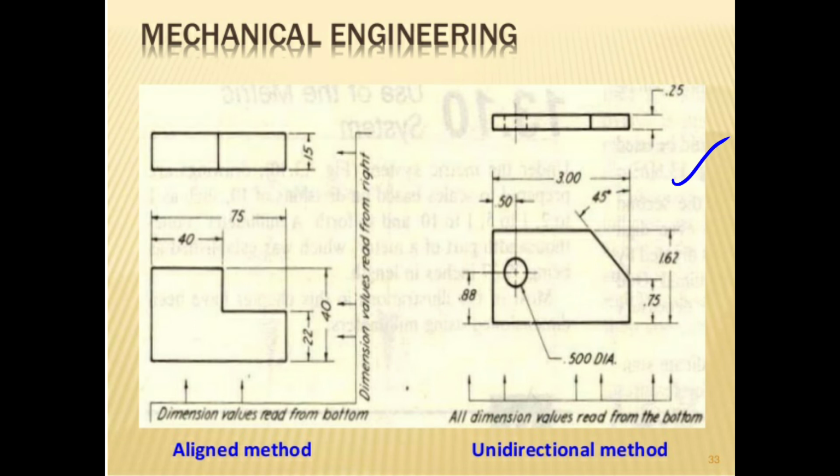See, the width is shown here in horizontal direction, and as this line of the diagram is horizontal, it is shown in horizontal manner. And in this portion the line is vertical, but here also the dimension is shown horizontally, as its name unidirectional means shown in one direction.